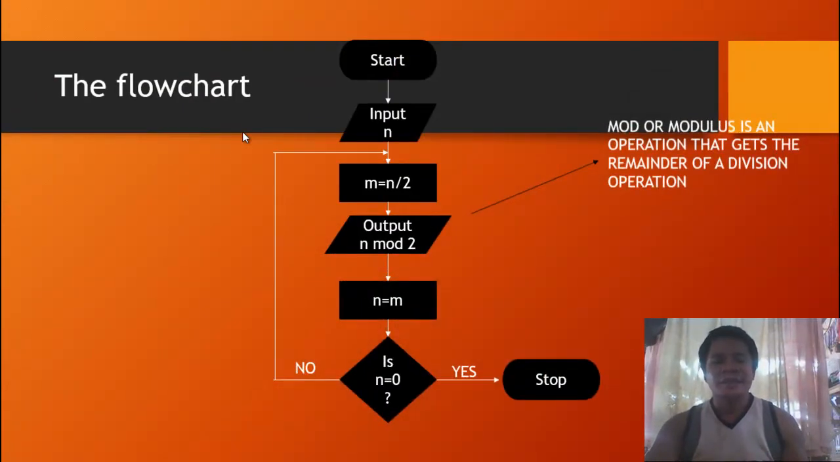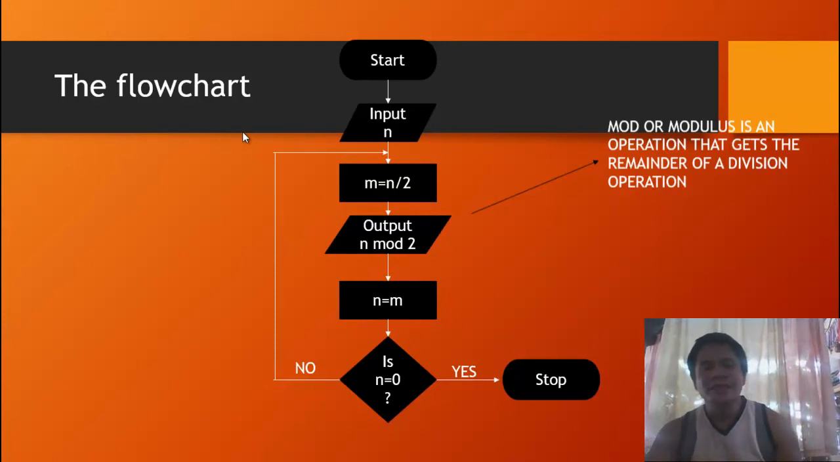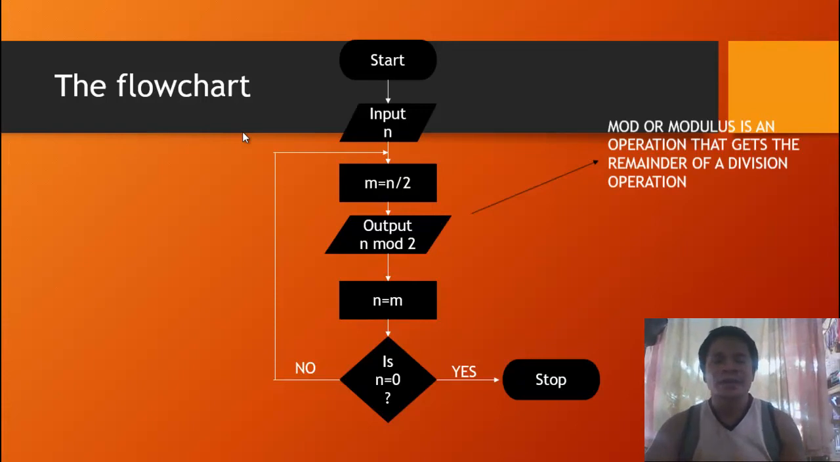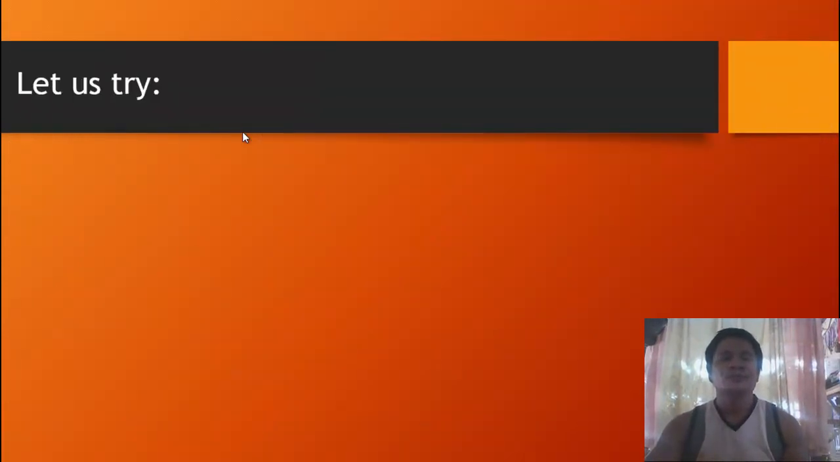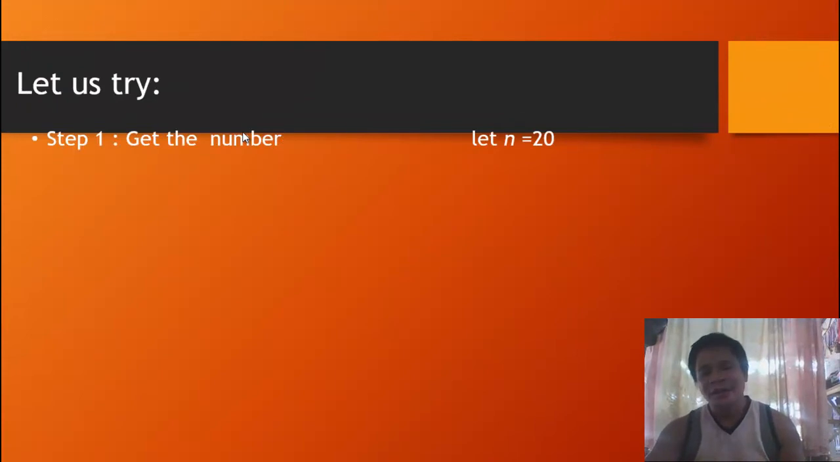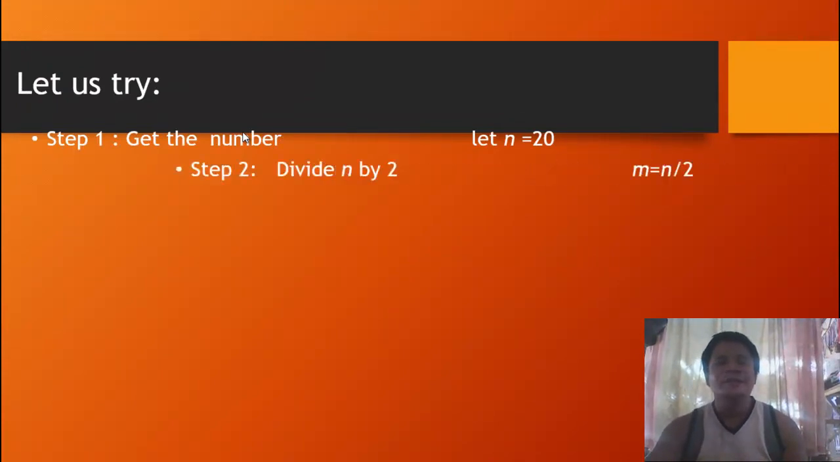Is n equal to 0? If the answer is yes, it stops the operation. If the answer is no, it goes back to step number 2 until it reaches 0. Now let us try. Step number 1, get the number. Let n is equal to 20.